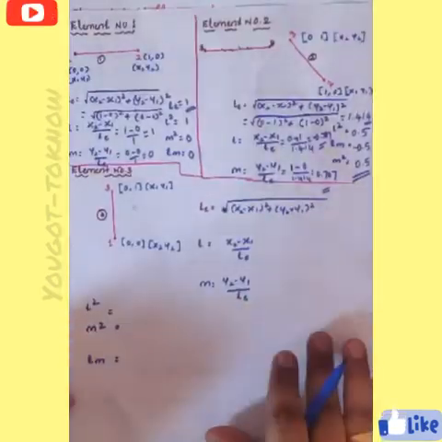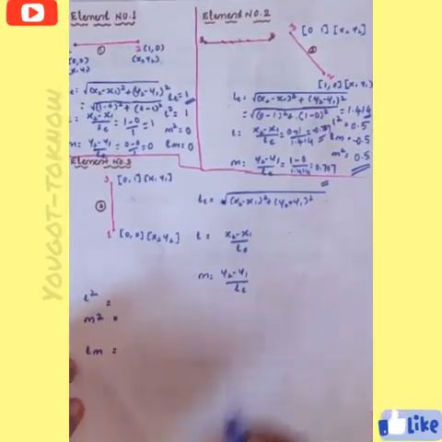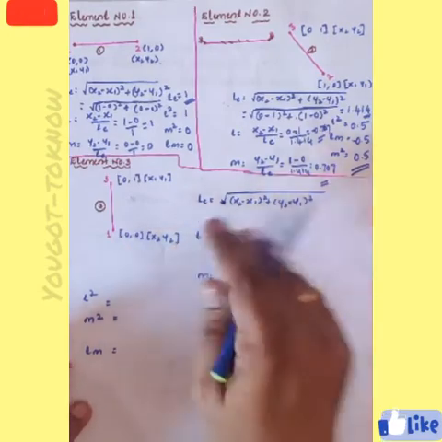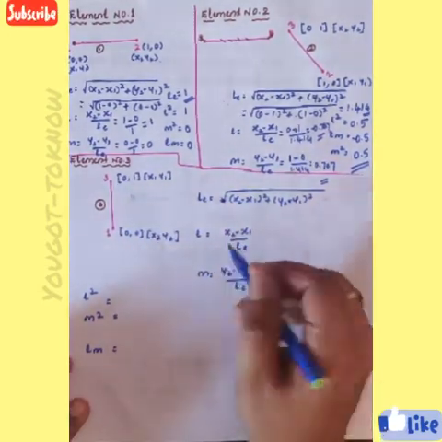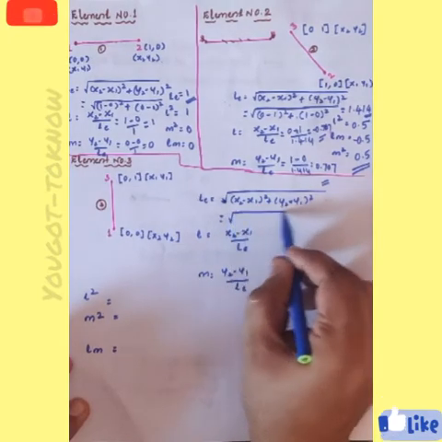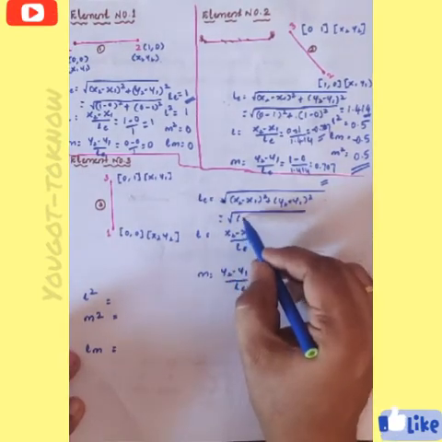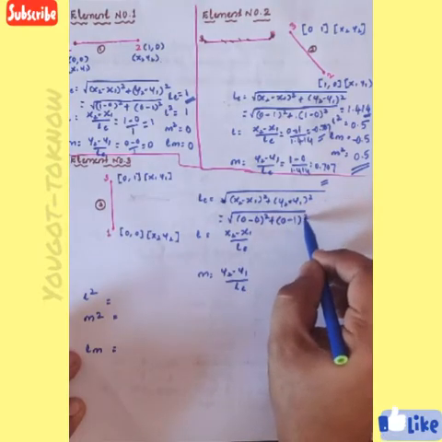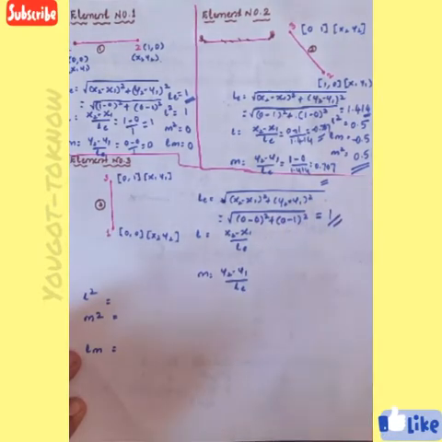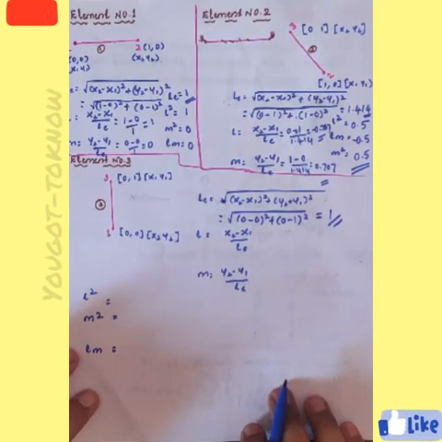Then after that, the third element. Go to the third element and check which is the initial node. The initial node will be 3 and the final node will be 1. That means x1, y1 will be node 3 and x2, y2 will be node 1. Now calculate once again. The length is the square root of (0 minus 0) whole square plus (0 minus 1) whole square. If you calculate it, you are going to get 1. 1 is the length of the third element.